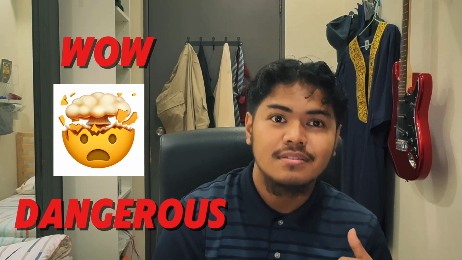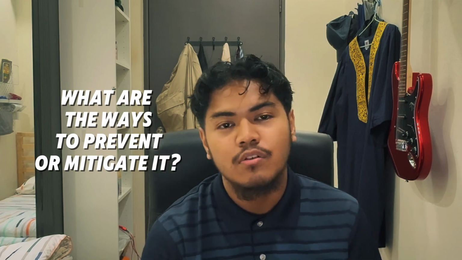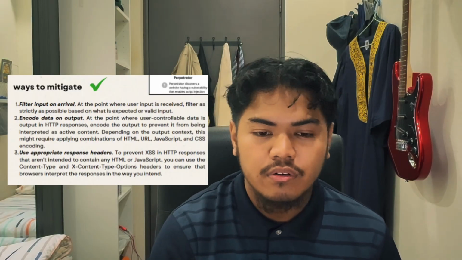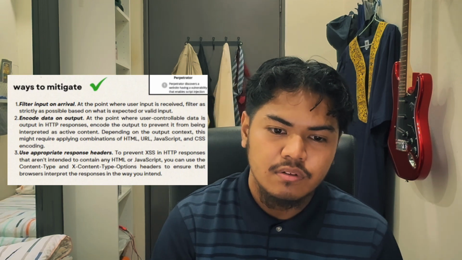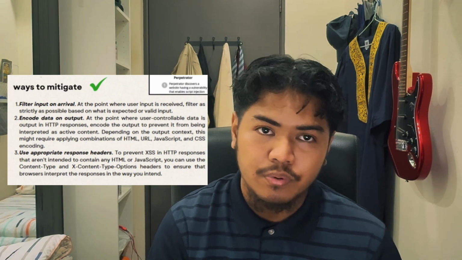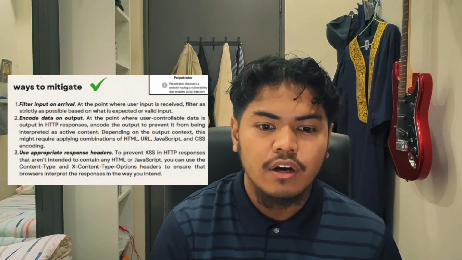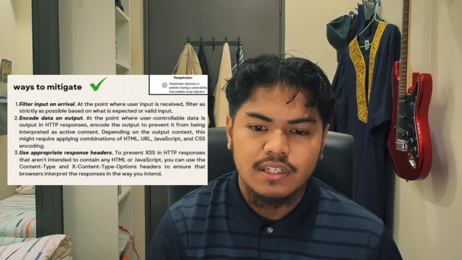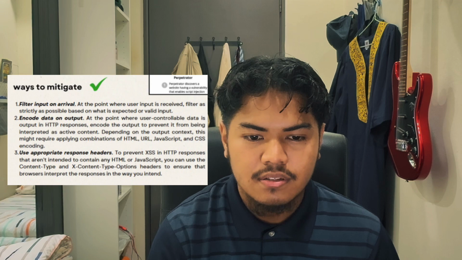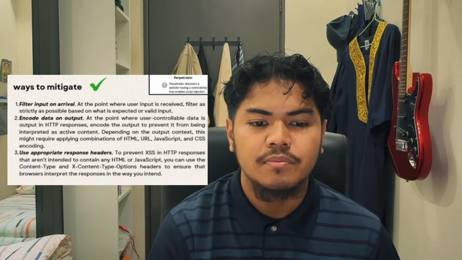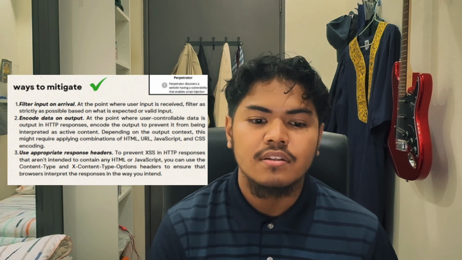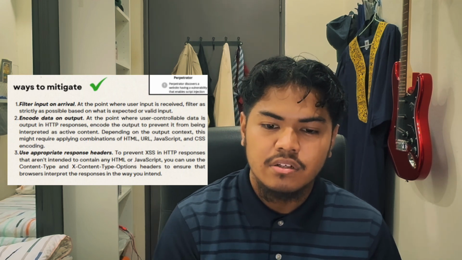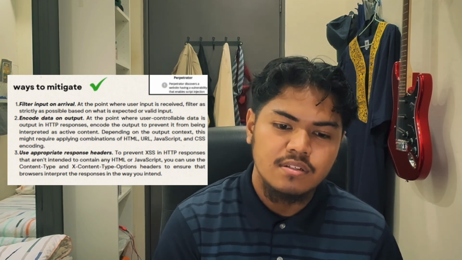Wow, that is dangerous. What are the ways to prevent or mitigate it? Let's take a look at it one by one. One is to filter input on arrival. At the point where user input is received, filter as strictly as possible based on what is expected or valid input. Then, encode data on output. At the point where user-controllable data is output in HTTP responses, encode the output to prevent it from being interpreted as active content. And lastly is to use appropriate response headers. You can use the Content-Type and X-Content-Type-Options headers to ensure that browsers interpret the responses in the way that you intended.